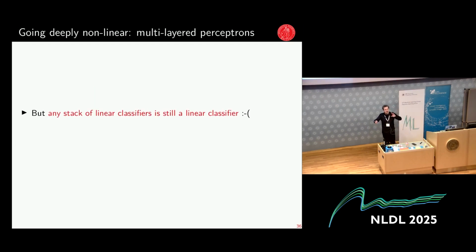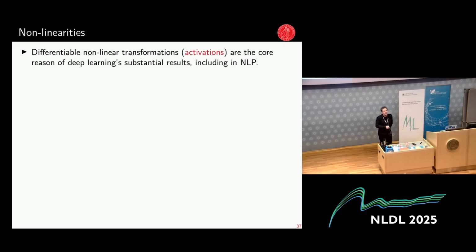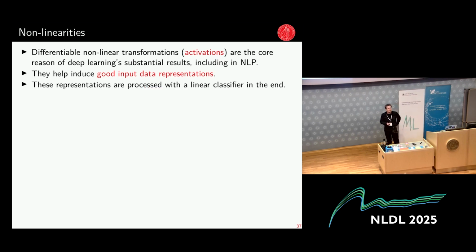Unfortunately, any stack of linear classifiers is still a linear classifier. So this thing still will not be able to solve data sets like exclusive or other nonlinear problems. That's why we're using these nonlinear transformations or activations that I mentioned before, right? And they are actually the core reason behind all these recent successes of deep learning, including in natural language processing and language models. So the usage of these nonlinear transformations was really one of the key revolutions in using artificial neural networks, right?